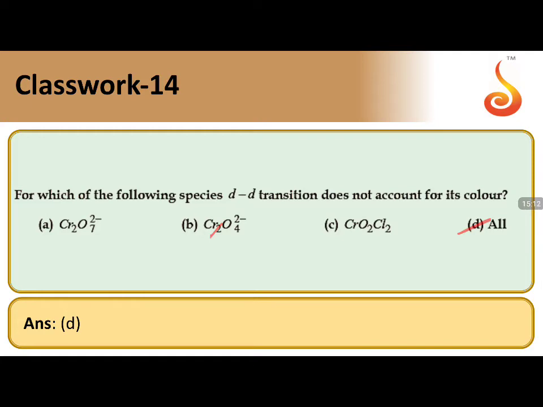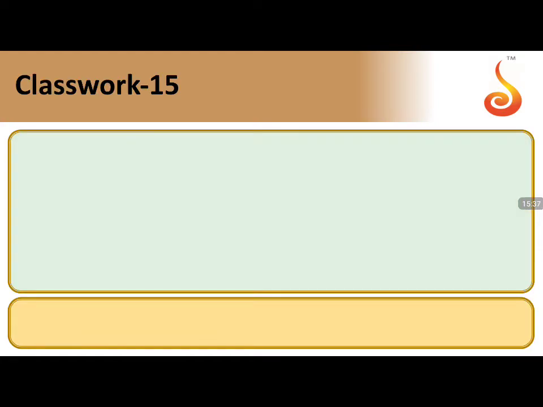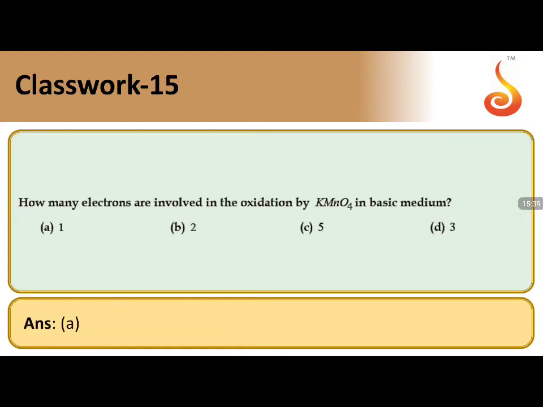So small correction, children. And then question number 15, how many electrons are involved in the oxidation by KMnO4 in basic medium? Very simple. MnO4 minus in strong basic medium changes to MnO4 2 minus. So the change is from +7 oxidation state to +6 oxidation state. Difference is 1 unit, 1 electron. So the change is only 1 electron involved. So the answer is 1.